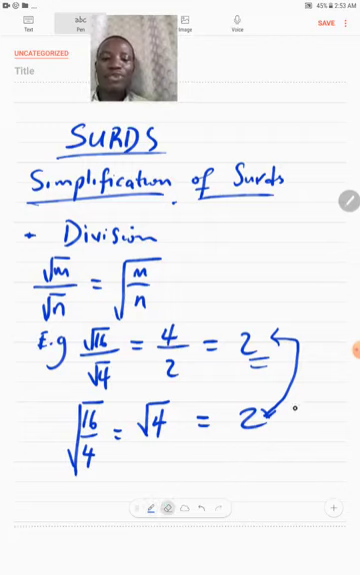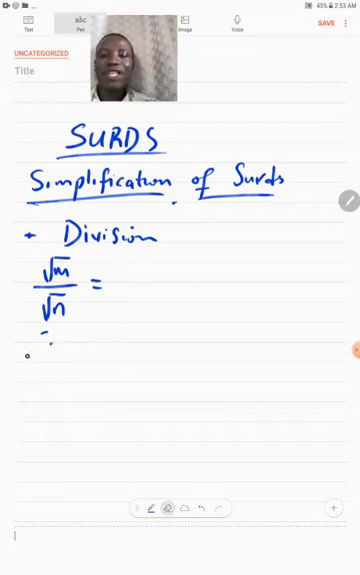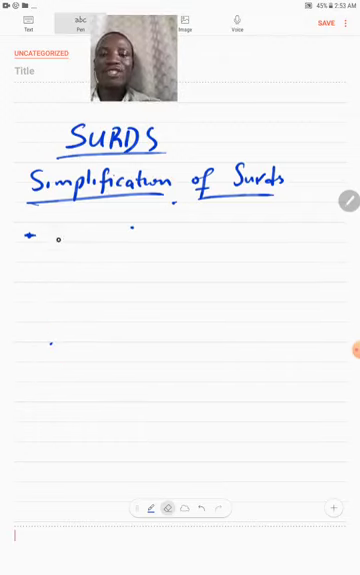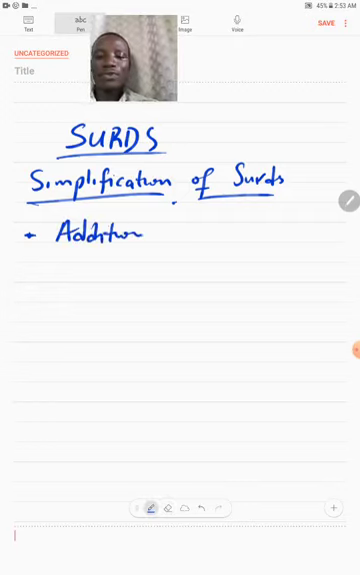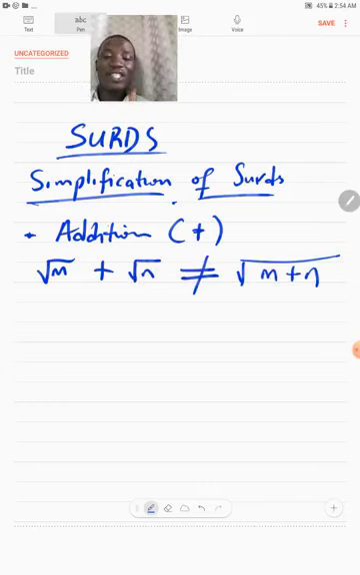But we need to take note of the exceptional case we have when it comes to addition and subtraction. And that's what I want us to briefly look at now. So what if it's addition? When we are adding together, then we say that root m plus root n never equals all root m plus n. This is very important, and you should avoid making mistakes like this when simplifying surds.